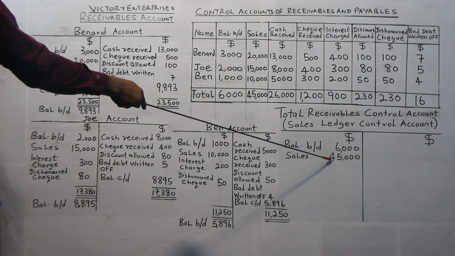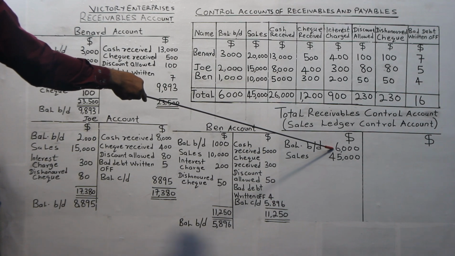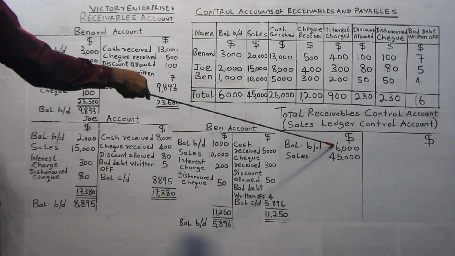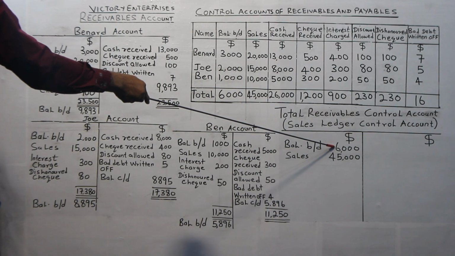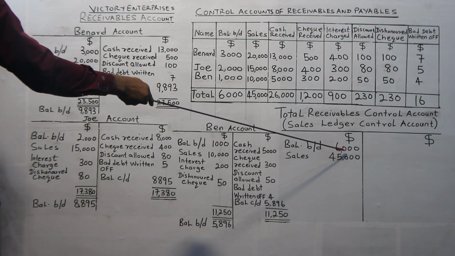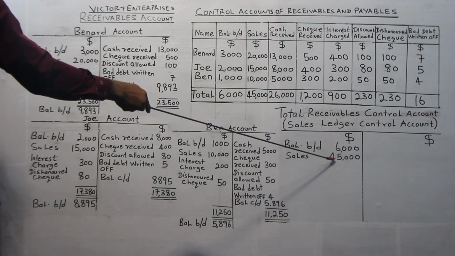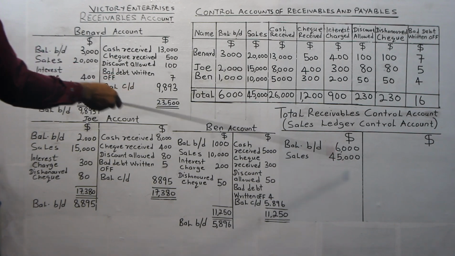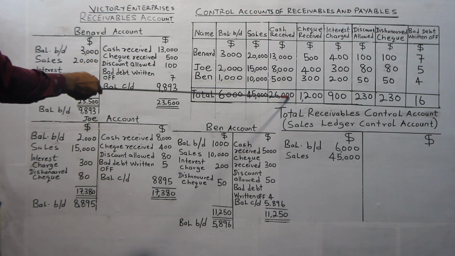So, having added the total credit sales of $45,000 to $6,000, it means that the total receivables owing at this point is $45,000 plus $6,000, which is about $51,000. Then we have cash received from receivables. Of course, they are owing us, so we receive from them.